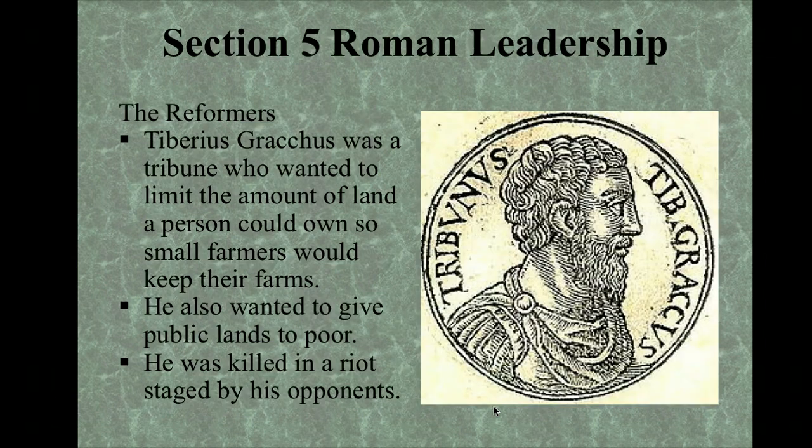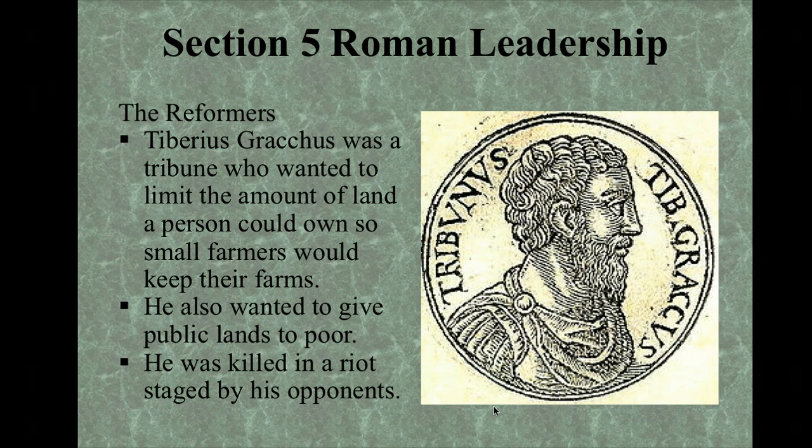So lots of problems. In terms of leadership, some guys came up who tried to fix some of these problems. A couple of them were called the Gracchi brothers. One of them was called Tiberius Gracchus, who was a tribune, and tribunes were these guys who were supposed to look out for the needs of the poor. They were elected positions, and they were supposed to make sure that the rights of the plebeians were looked after.